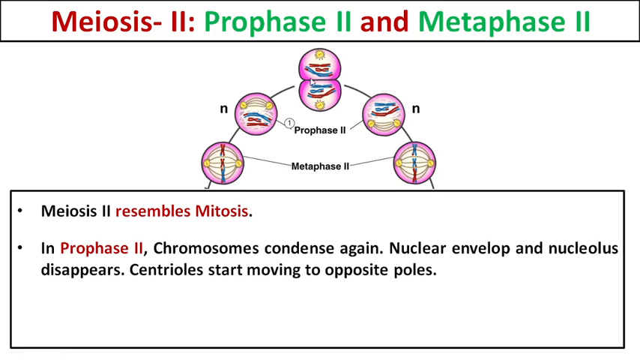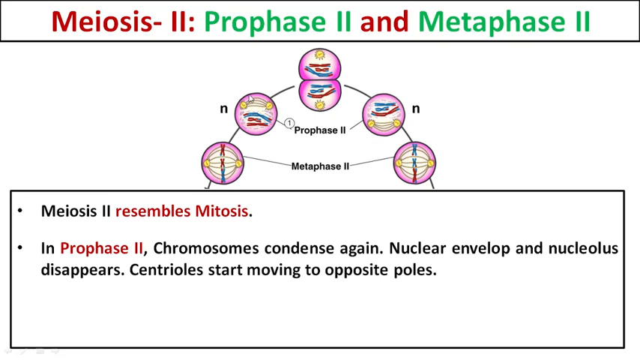In meiosis 2, in prophase 2, at the end of meiosis 1, you now have two haploid cells, right? So these are the two haploid cells, N and N. They are undergoing prophase. In prophase, the chromosomes condense, the nuclear envelope and nucleolus disappear, and the centrioles start moving towards the poles. Okay, the centrioles have started moving in opposite directions.